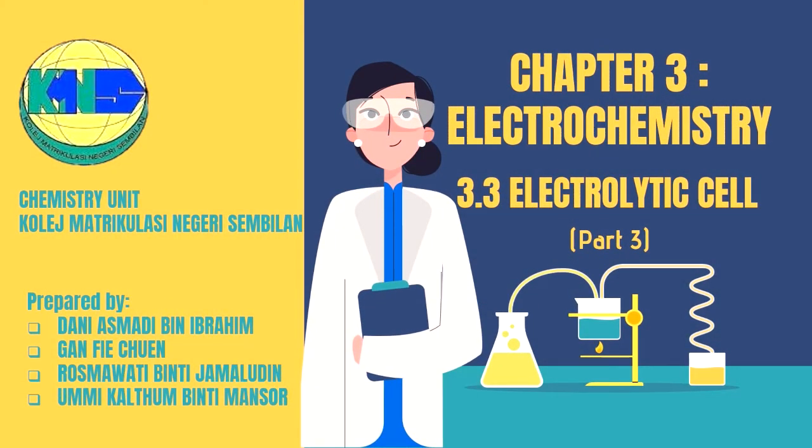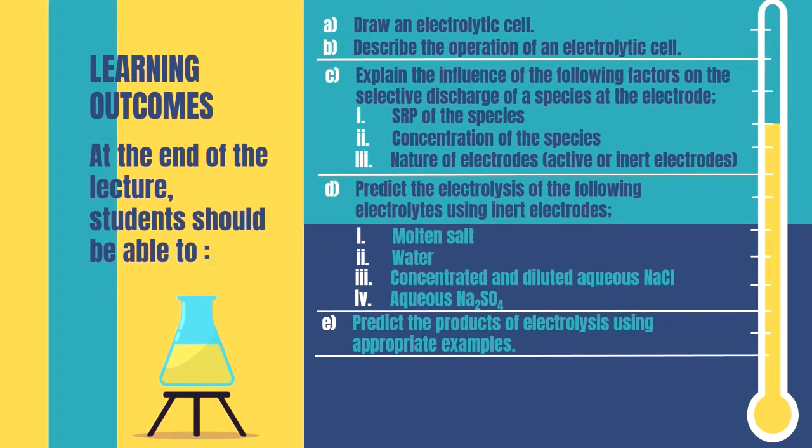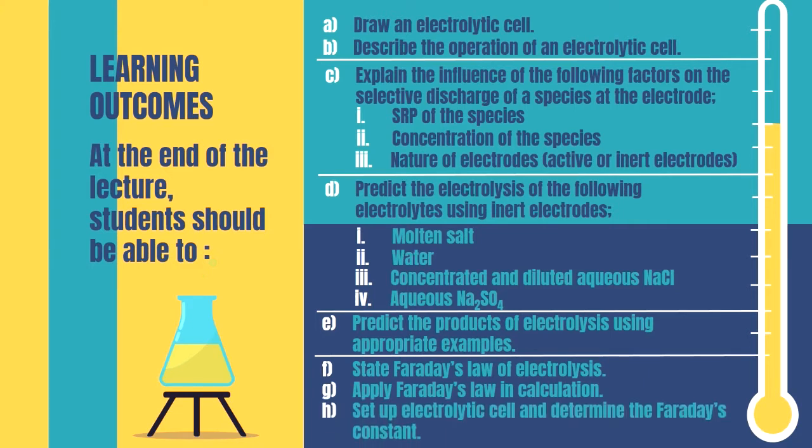Chapter 3 Electrochemistry, 3.3 Electrolytic Cell Part 3. By the end of this Part 3 lecture, students should be able to state Faraday's law of electrolysis, apply Faraday's law in calculation, set up electrolytic cell and determine the Faraday's constant.